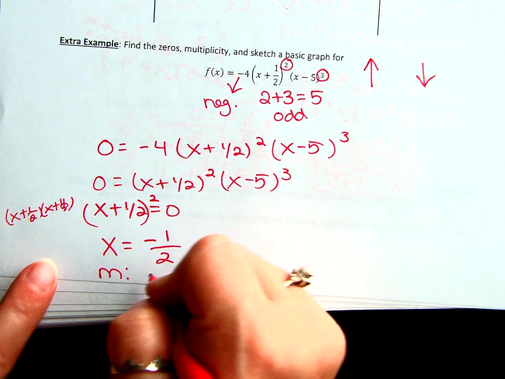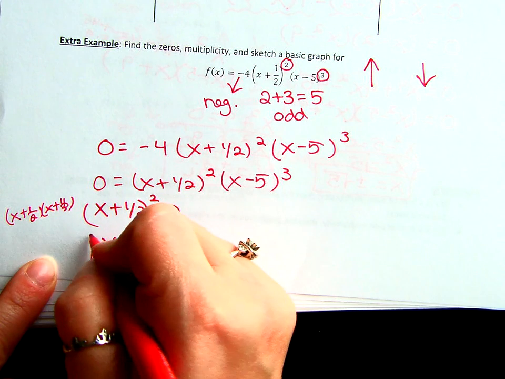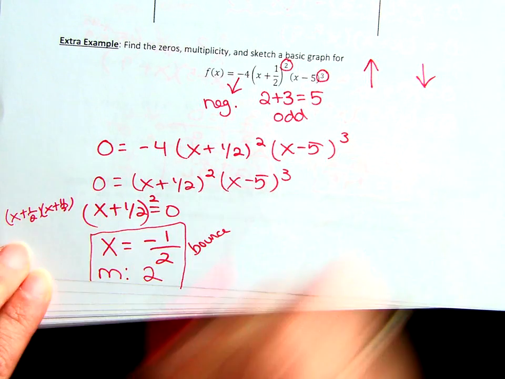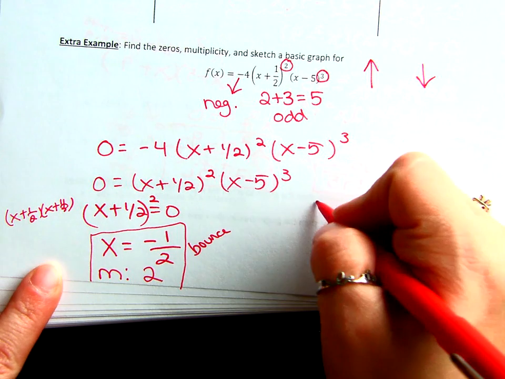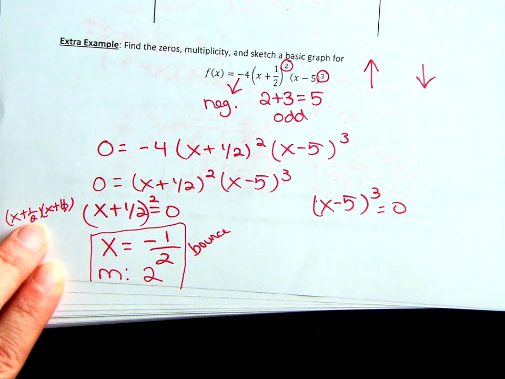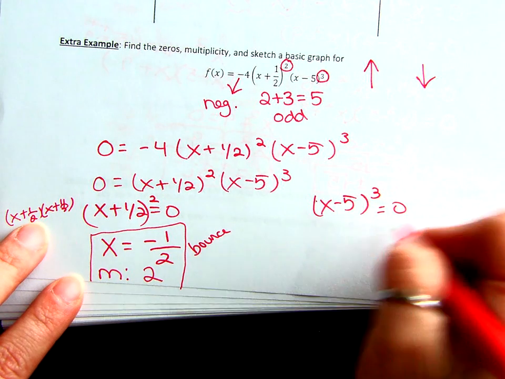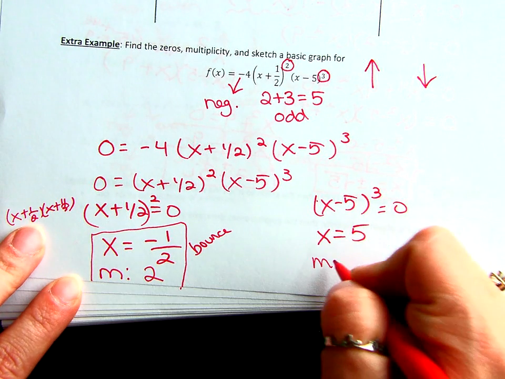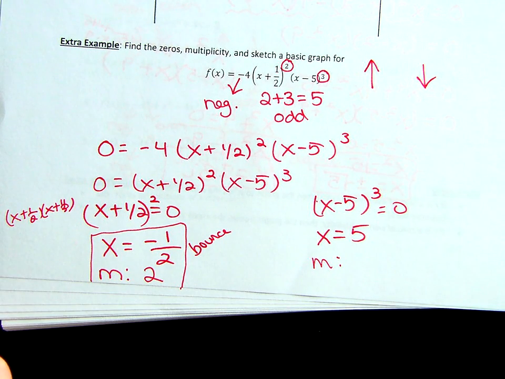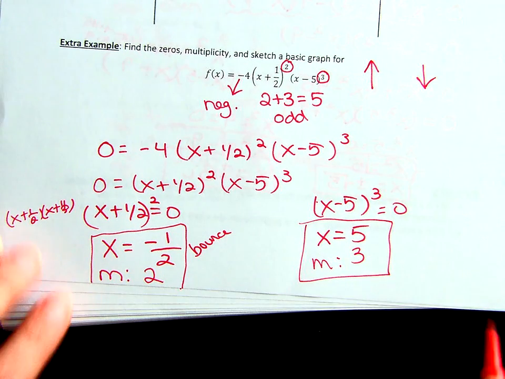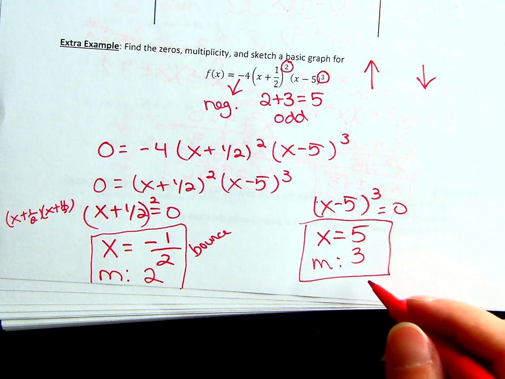If it has a multiplicity of 2, what's it going to do at that 0? Going to bounce. Got to bounce back. Okay, do the same thing for x minus 5 to the third. Set it equal to 0. Take the cube root, add 5 over, you get x equals 5. The multiplicity when x equals 5 is 3. So that's odd. What happens when we have an odd multiplicity? Yeah, we cross. We're going to go through at that point.